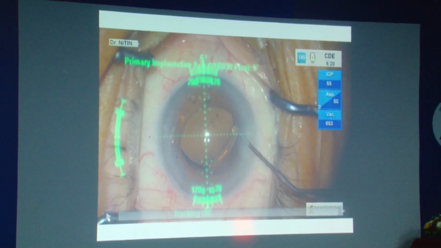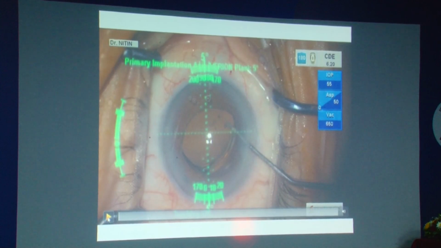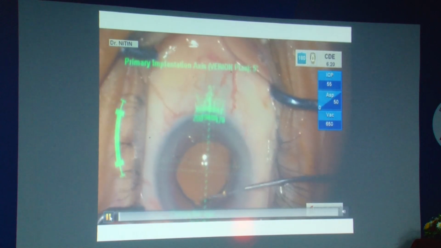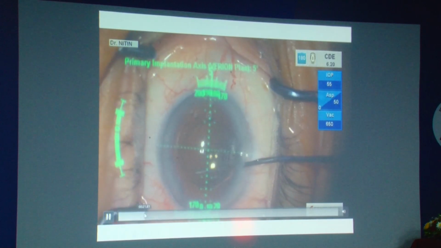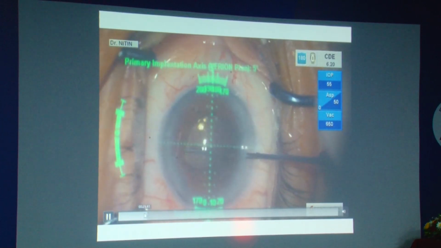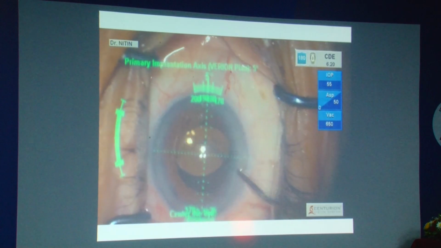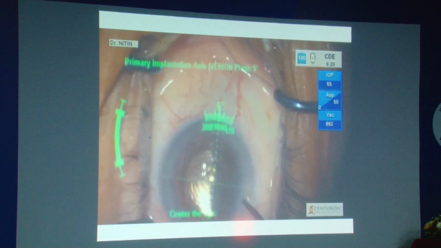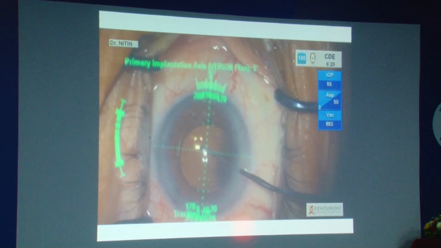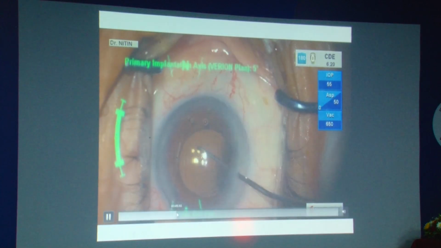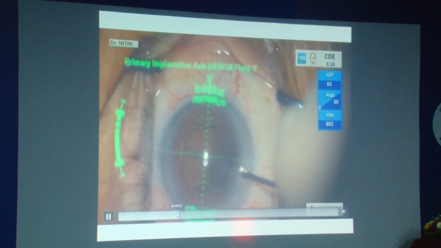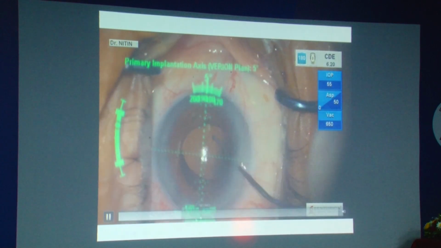So this particular video I'd just like to show, the lens has been placed inside. We are now dialing the lens into position. I'll just speed this up in the interest of time. And as you can see, it's always a clockwise rotation which is to be done, especially for the C-loop IOLs. You keep dialing the lens until you are almost about 15 degrees from the intended position.